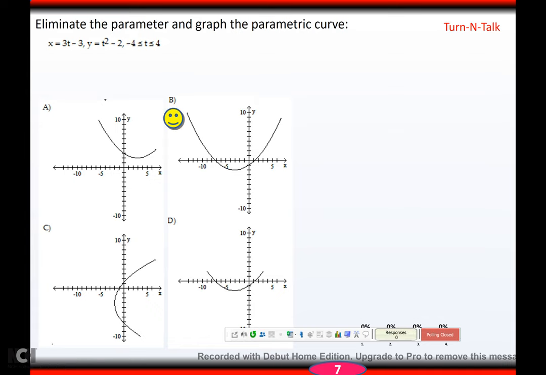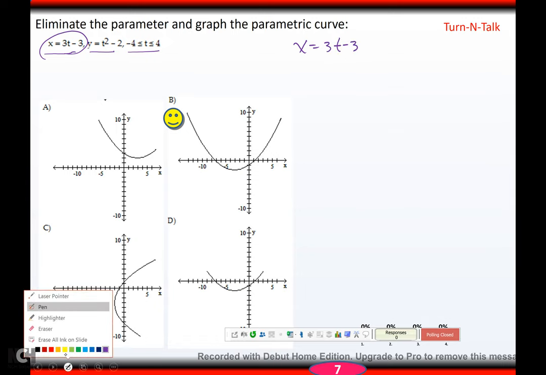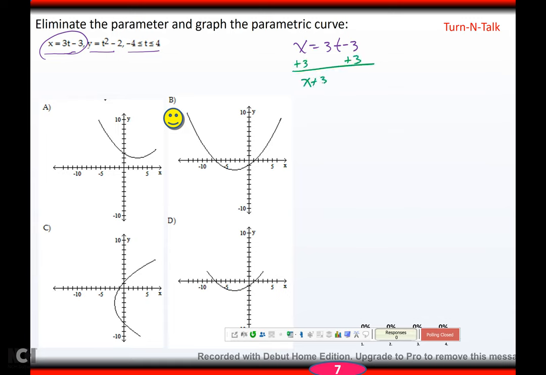And there you go. If you eliminate the parameter here, because they didn't ask for the equation, they just did the graph, you could have actually just typed this in for x, this in for y, set your t steps, and gotten the graph, but let's do the math. So I took my first equation, x equals 3t minus 3, and I'm going to get t alone, so I'm going to add 3. I get x plus 3 equals 3t, divide by 3. I get t equals 1/3 x plus 1.